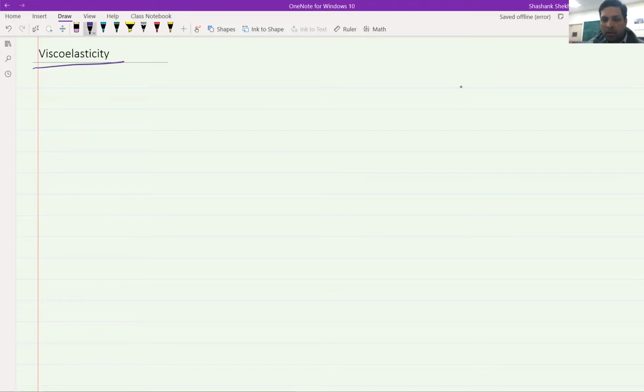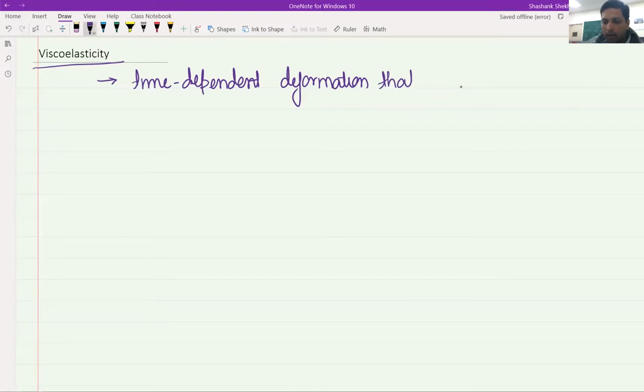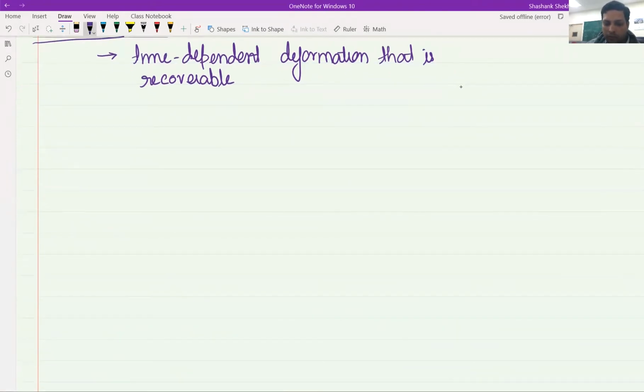Viscoelasticity. So like I mentioned, let me write down some of the important features about viscoelasticity. It is time dependent deformation that is recoverable. And this part is important, the part that it is recoverable. This makes it different from creep phenomena. We'll come to it in a moment. So this phenomena where the time dependent deformation takes place, it is called viscoelastic or inelastic deformation.